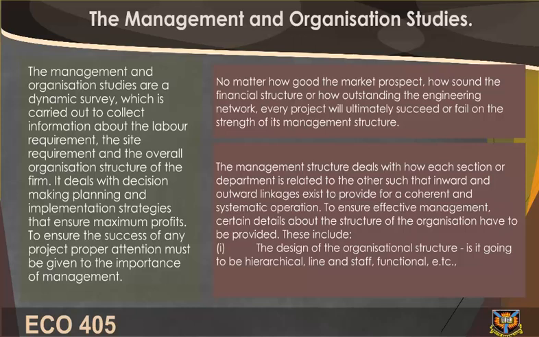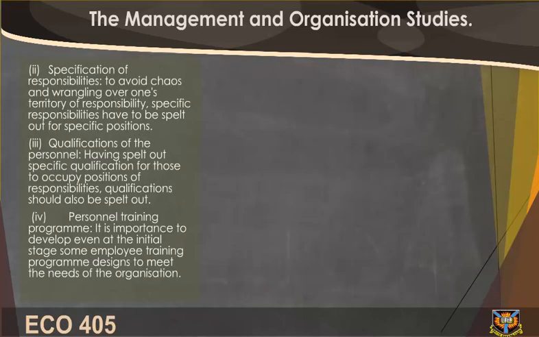To ensure effective management, certain details about the structure of the organization have to be provided. These include: 1. The design of the organizational structure. Is it going to be hierarchical, line and staff, functional, and so on? 2. Specification of responsibilities. To avoid chaos and wrangling over one's territory of responsibility, specific responsibilities have to be spelled out for specific positions.